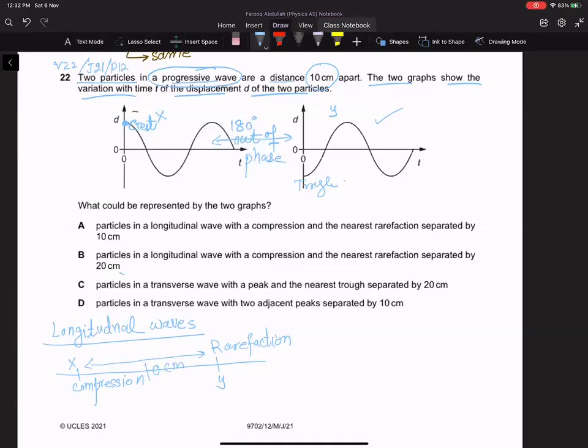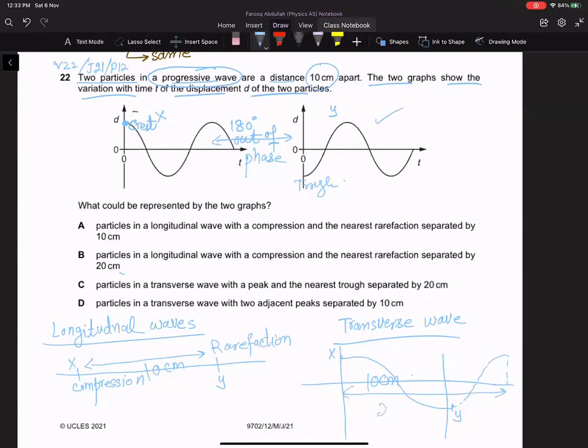And if it's a transverse wave, then if x is at a crest, then y should have been at a trough, and this distance from crest to trough will be 10 centimeter. And the next crest will be at a distance of obviously 20 centimeter. This distance will become 20 centimeter, and this distance will become 10 centimeters.